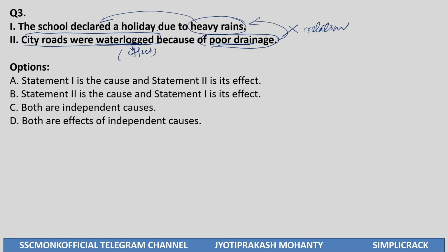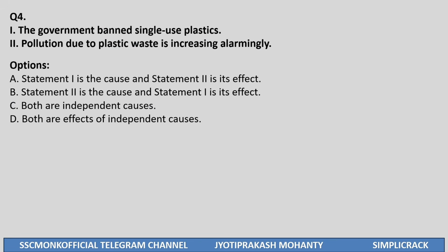Schools are declared holiday due to heavy rains. This means this is also an effect of heavy rains. That means in this particular question, these are both independent effects. This is effects. So option C is the right answer. Clear? Sorted? Next.